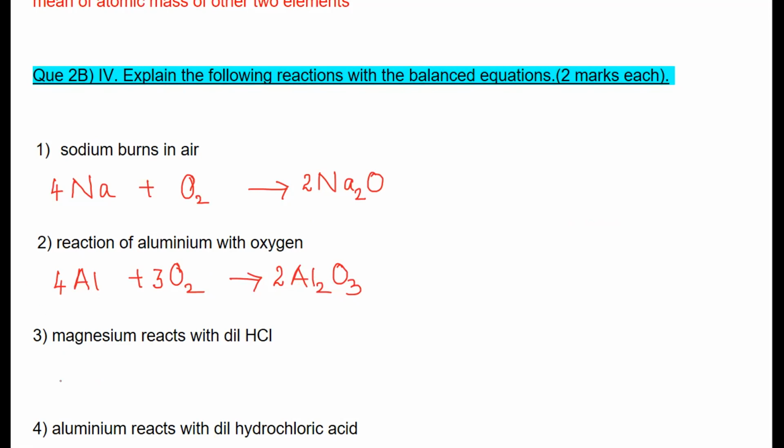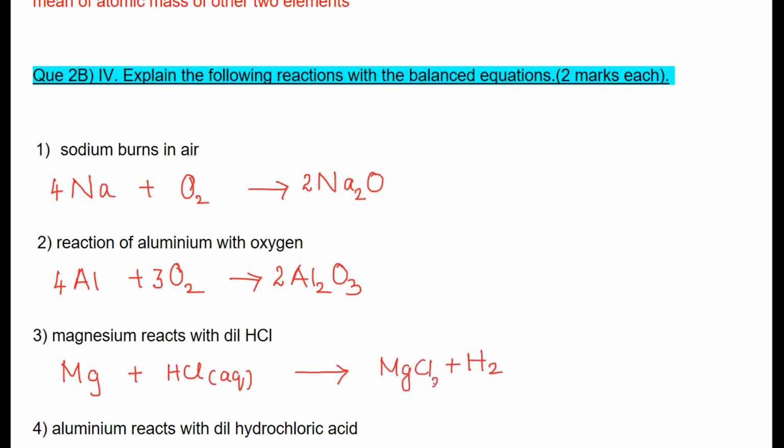Next is magnesium reacts with dilute hydrochloric acid. We know magnesium is a metal. Metals react with acid and form metal, and hydrogen gas will be released. Okay. So dilute HCl, we can write here aqueous, gives. So here hydrogen gas will be released. Then magnesium will combine with this chlorine and form magnesium chloride. So we can write MgCl2.